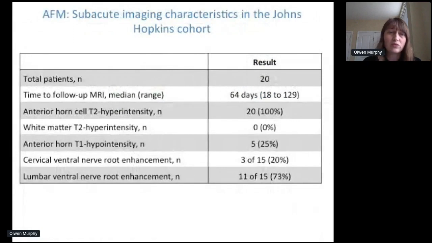So at Hopkins, we've completed an imaging analysis looking at the subacute period in 20 patients with AFM. We've noted that anterior horn cell T2 hyperintensity is evident in all of these patients. However, the number of spinal levels involved varies dramatically, from one spinal level up to the whole spinal cord. There's associated T1 hypointensity of the anterior horn in around a quarter of cases, and lumbar ventral nerve root enhancement is frequent.